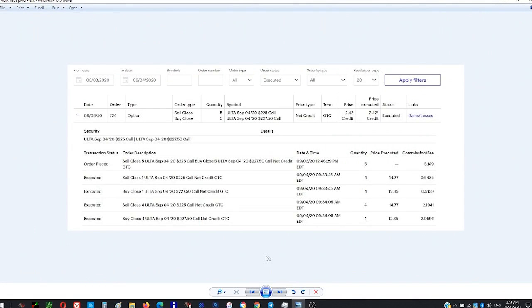And here's the trade proof of exit. So you can see it's the 4th of September. It was 9:33, and I've exited that position. Sell to close, buy to close, 5 for a net credit of 242.